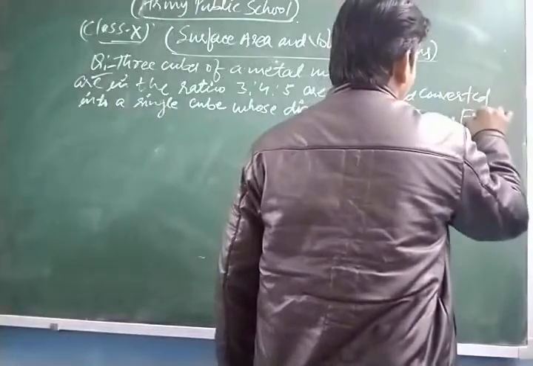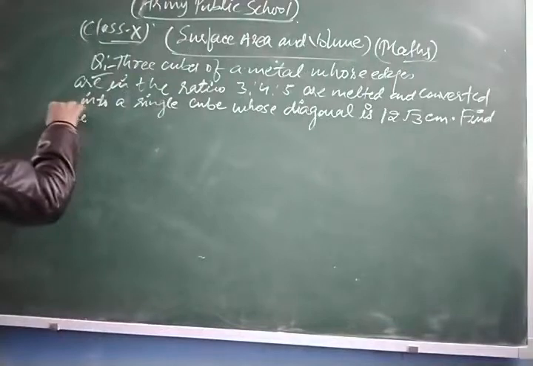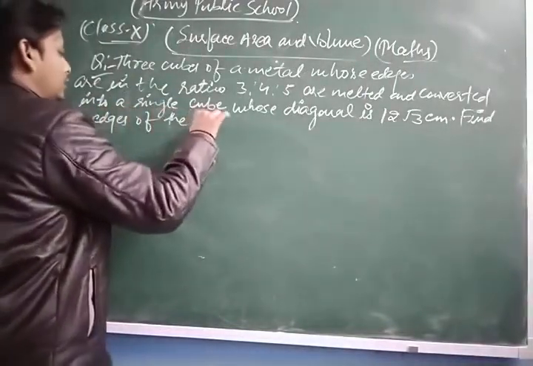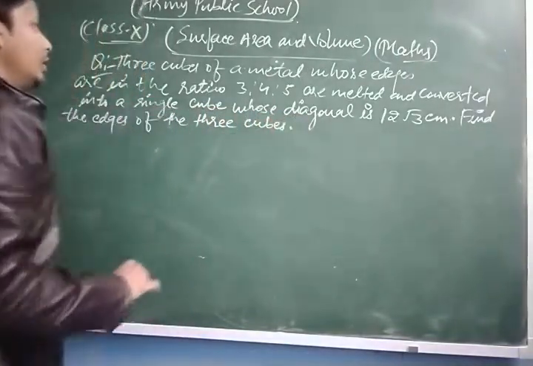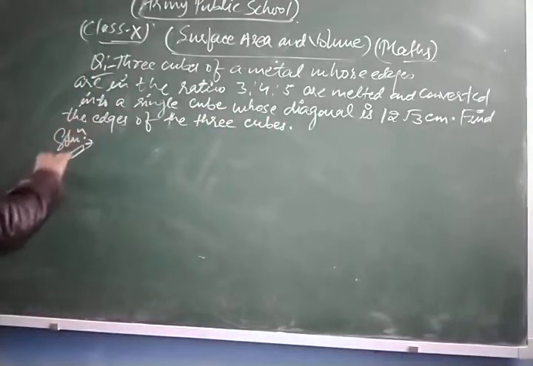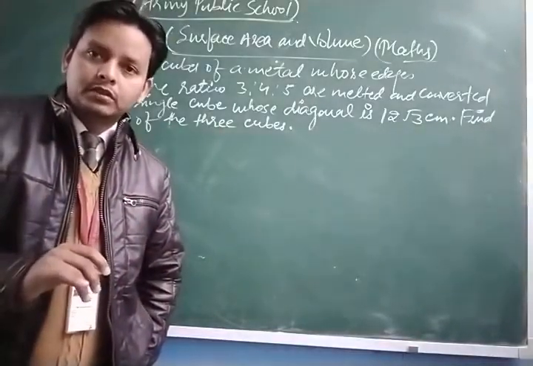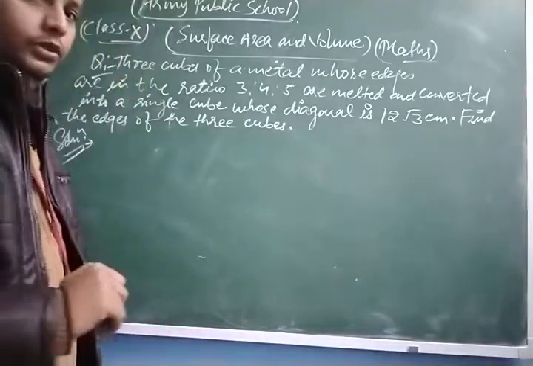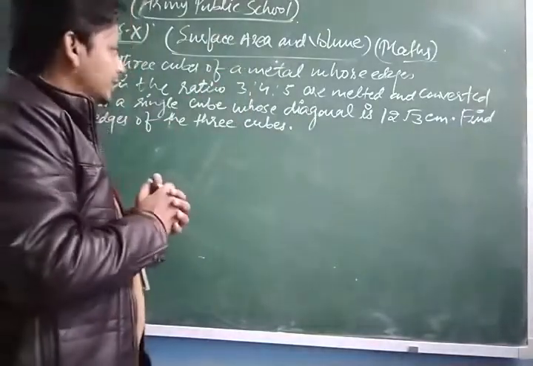Find the edges of the 3 cubes. Now let's see its solution. Dear friend, this is a very important question based on the conversion of solids. Let's see what is the process to solve that type of question. Here 3 cubes of a metal whose edges are in a given ratio.